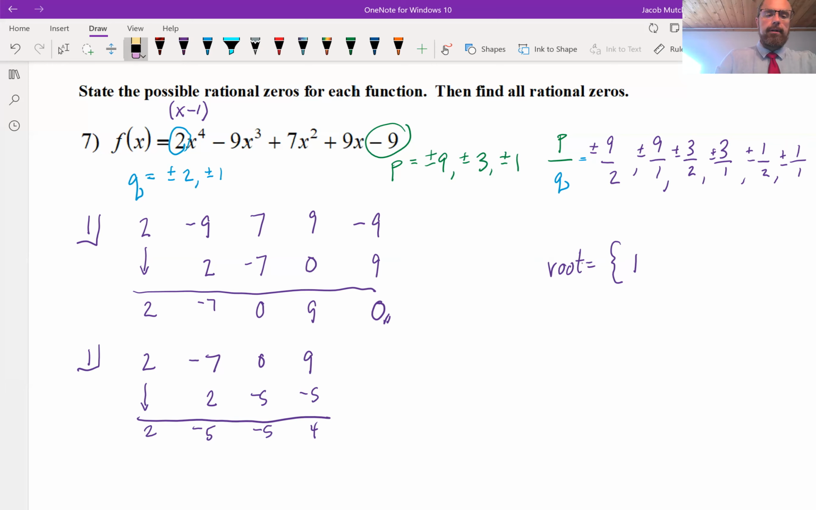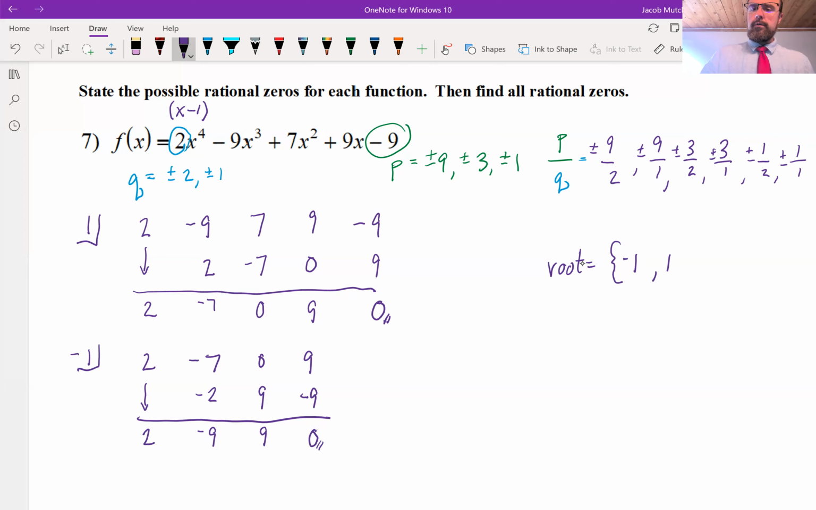So what I'll do is I'm going to erase and run it again. And typically at that point I'll switch the signs. So if I tried positive 1, now I'm going to try negative 1. Carry down the 2. Negative 1 times 2 is negative 2. Negative 7 plus negative 2 is negative 9. Negative 1 times negative 9 is positive 9. 0 plus 9 is 9. Negative 1 times 9 is negative 9. And that reduces to 0. And so I see my second rational root is going to be negative 1.